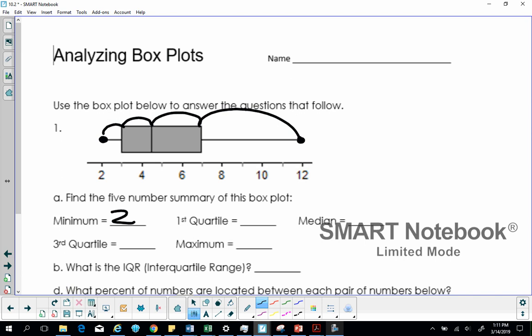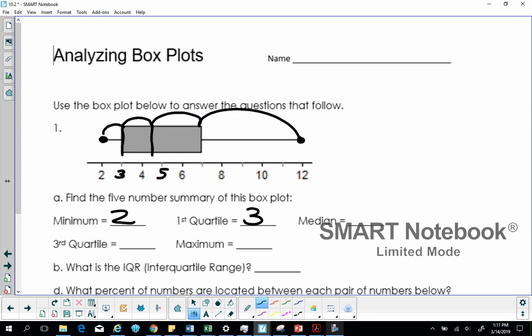It says analyzing thought. What's the first quartile? Right here, 3. A lot of people are having trouble with Delta Math figuring out what it's going by. So just make sure you fill in the blanks. So this is 3. What's your median?